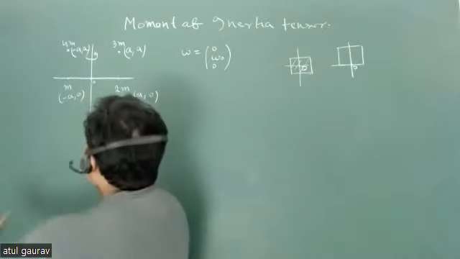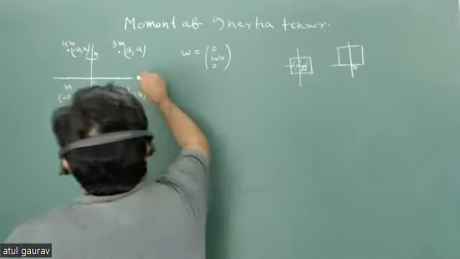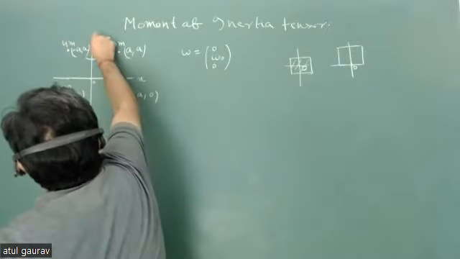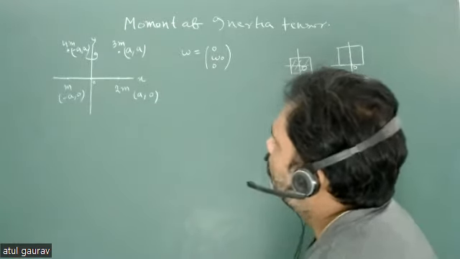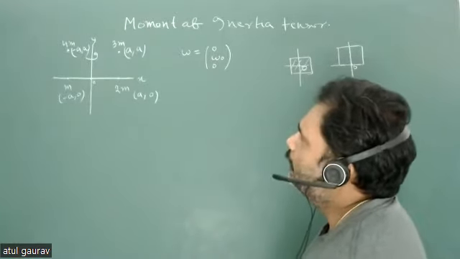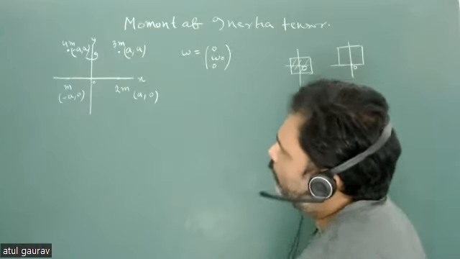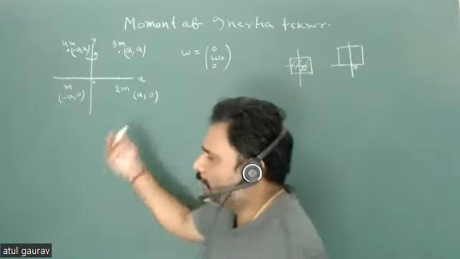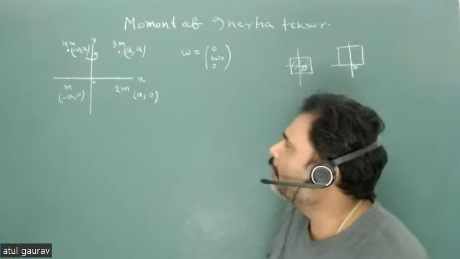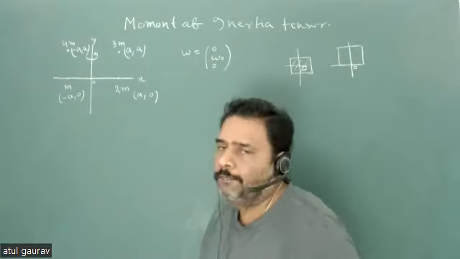So obviously this is given in the xy plane. I can say this is x and this is y. So what will be your moment of inertia tensor? Before going to that, can you please tell me which component will be 0?